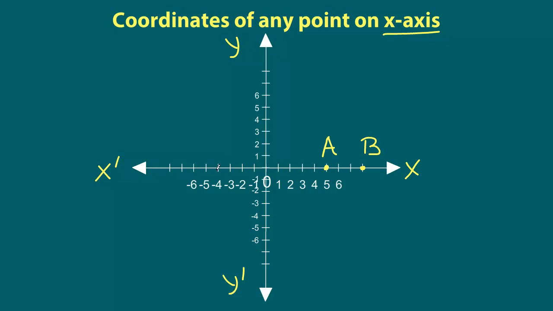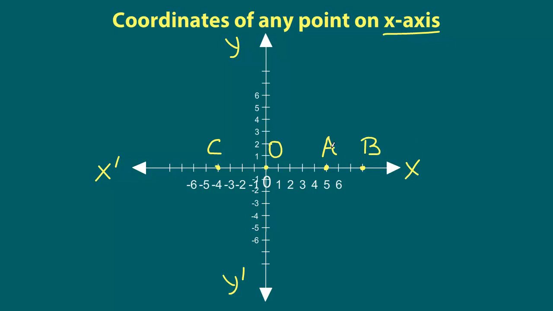Or we can also take a point on the left side of the origin. So this is origin, this is O. And let's say if we take this point, let's call this point C. So the question is, how do we find out the coordinates of these points? They are all on the x-axis, right? They are actually on the x-axis. So let's take one by one.